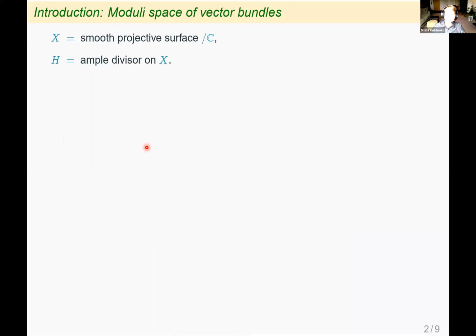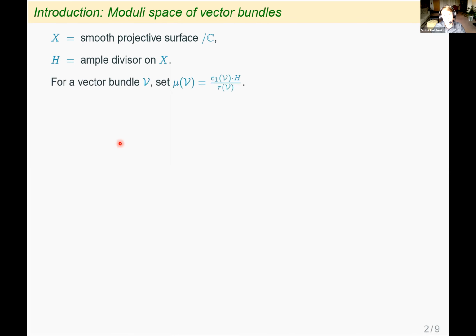So for starters, let's fix a smooth projective surface. Let's call it X, and let's fix an ample divisor on it. One thing which is unfortunate is that I'm going to be using a slightly different notation from the previous speaker. I apologize for that, but hopefully we can still get through it.